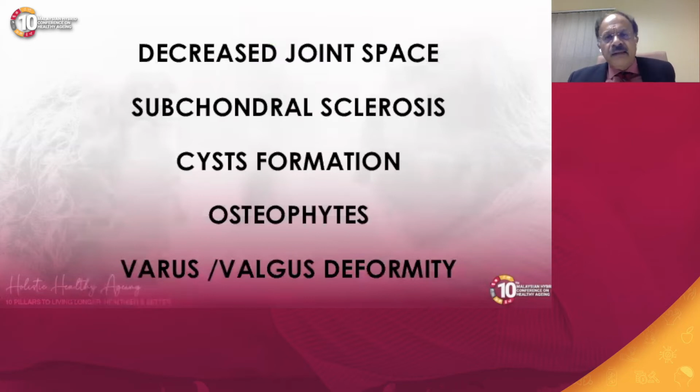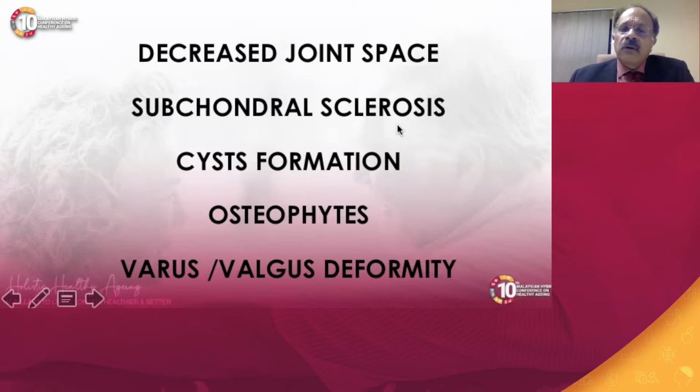Now, there are some cardinal features of osteoarthritis that are taught from medical school onwards. And these are some of the cardinal features. Decreased joint space between the bones, subchondral sclerosis. The subchondral zone is basically the area just below the joint line. Okay, this is the subchondral bone down there. Cyst formation, osteophytes, valgus, varus deformity. Osteophytes are extra bone formation. Varus and valgus deformities are angular deformities that occur in the joints.